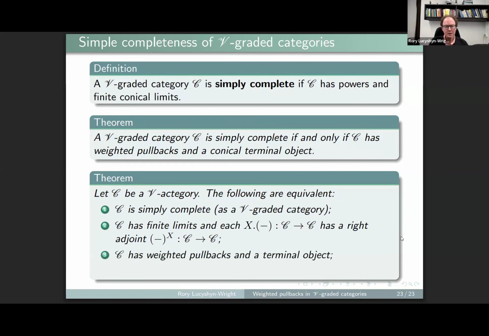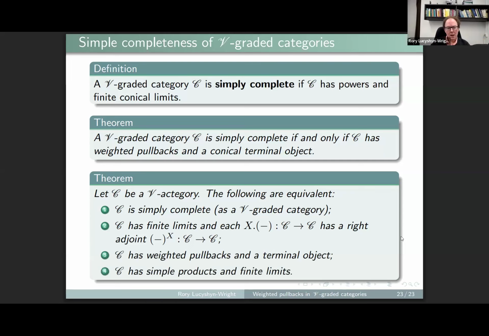But thirdly, as we had above, we have a formulation in terms of weighted pullbacks, namely that C has weighted pullbacks and a terminal object, just an ordinary terminal object. And lastly, we'll bring simple products into the picture. So fourth, C has simple products and finite limits.